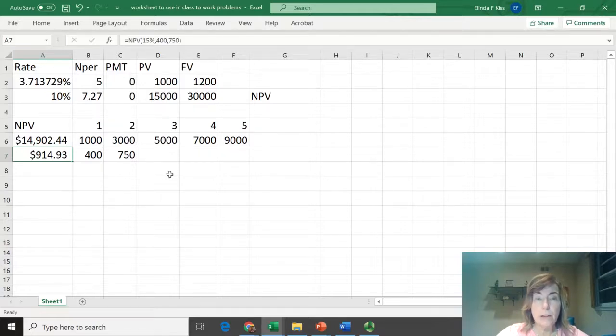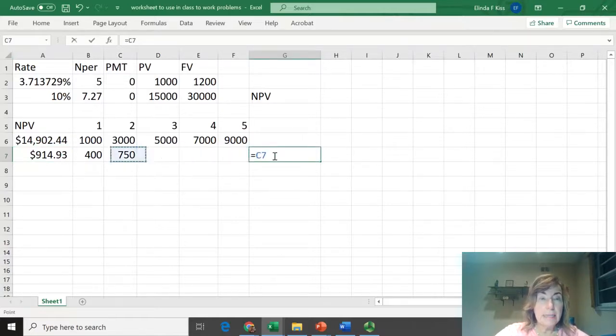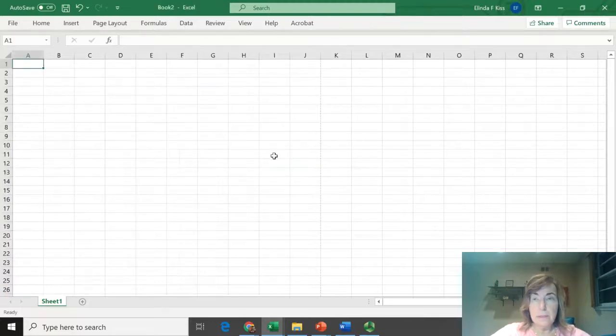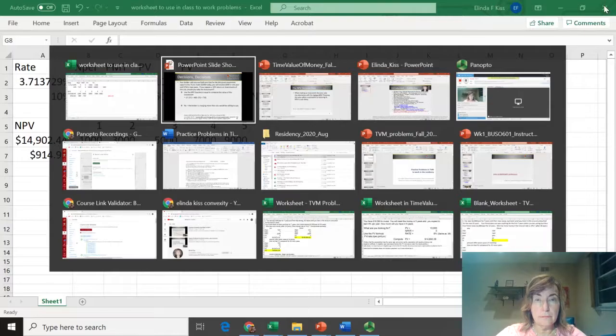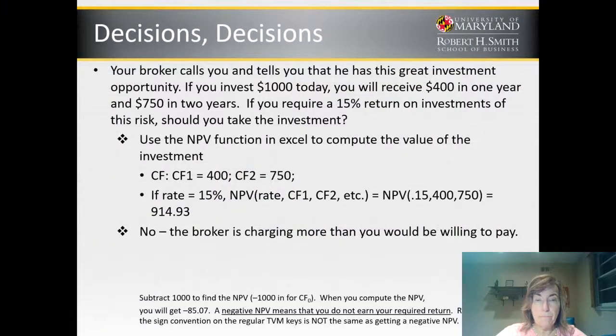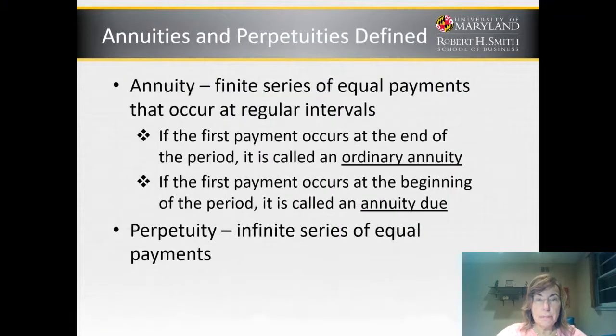That's the present value of these cash flows. To actually get the NPV, I would take this number and I would subtract my cost, which we said was $1,000. And you can see it's negative. So I don't want it. It's charging more than we're willing to pay.